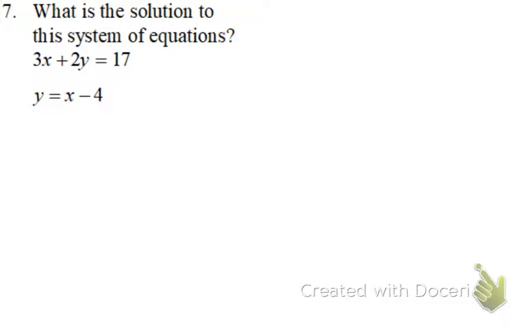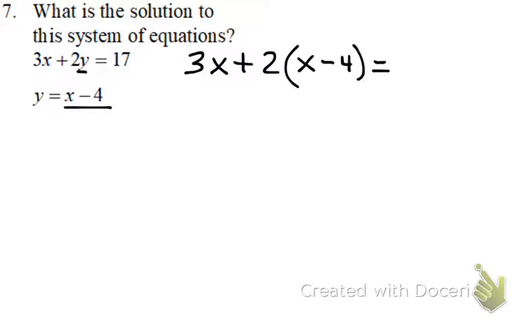Solving the system of equations, you already have y by itself equal to this expression, so you can replace y in the other equation with that expression. So we have 3x plus 2, and then instead of y, put x minus 4, since they're equal in this system. So this is a substitution. Distribute to get rid of the parentheses, so we'll have 3x plus 2 times x is 2x, 2 times -4 is -8.